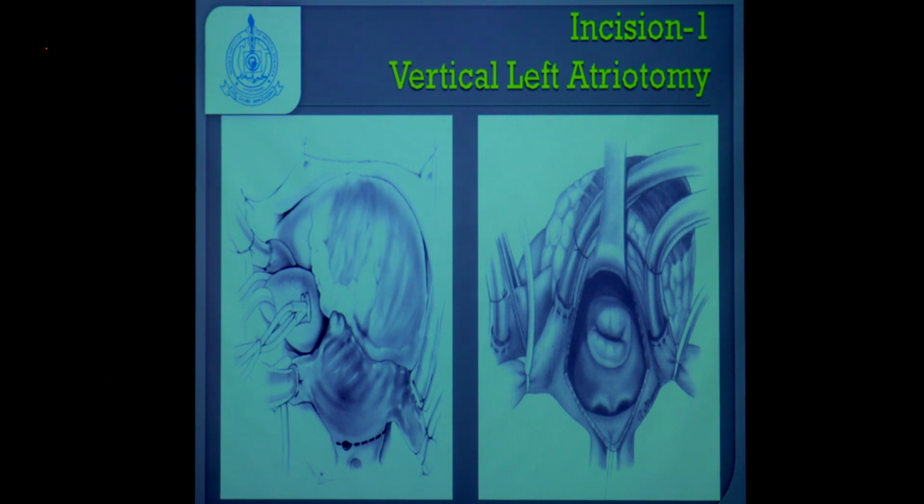This is the first incision, which is the vertical left atriotomy. As soon as the aorta is cross-clamped and the cardioplegia is given, the first thing that we have to see to is that the LV is not distending. For that, we need to vent the LV, and that is where we put an incision in the right superior pulmonary vein. The left vertical atriotomy is the most common incision that is used, and that is generally between the two pulmonary veins, that is the right superior and the right inferior pulmonary veins.